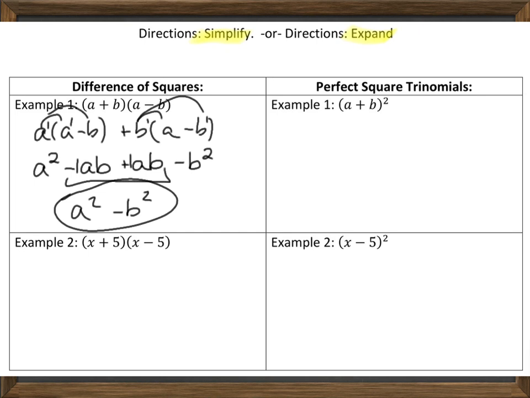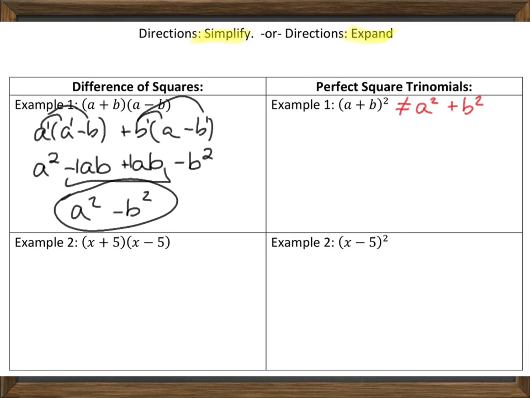Okay, so let's turn our attention to a perfect square trinomial. So here you can see we have (a + b) squared. A very, very common thing that I see is that people want to rewrite this as a squared plus b squared. Okay, and just please make yourself a note, this is absolutely not true.